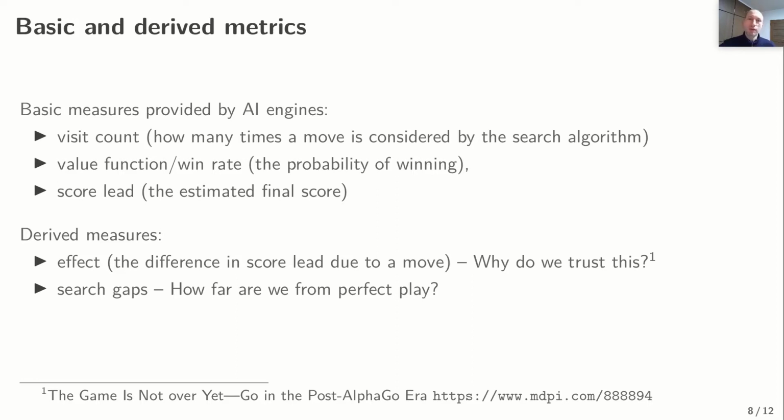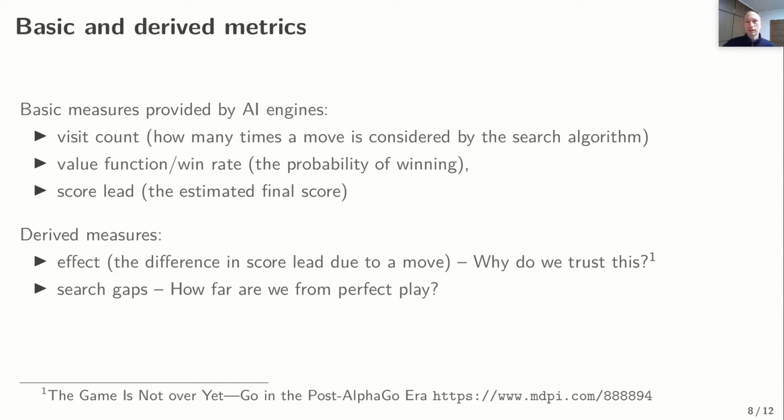But newer AIs, for example KataGo, also give another piece of information. They can give the estimated final score, the score lead, and that is a slightly more useful measure, because you might have a 95% chance of winning, but you might have just 2 points difference, or you might have 20 points difference, and that's a different chance for winning or making mistakes.